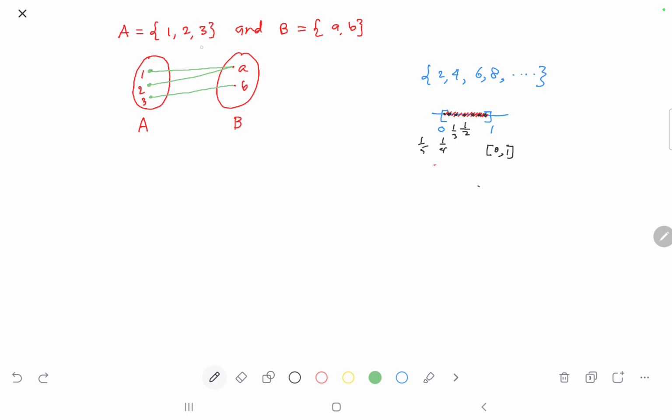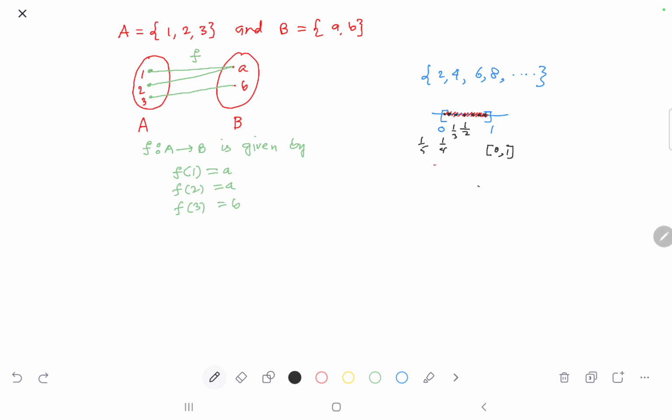Got it? So if you call this function f, then we write f from A to B. How is it defined? It is given by f of 1 equals a, f of 2 equals a, f of 3 equals b. Is it okay? So you can define many more ways.